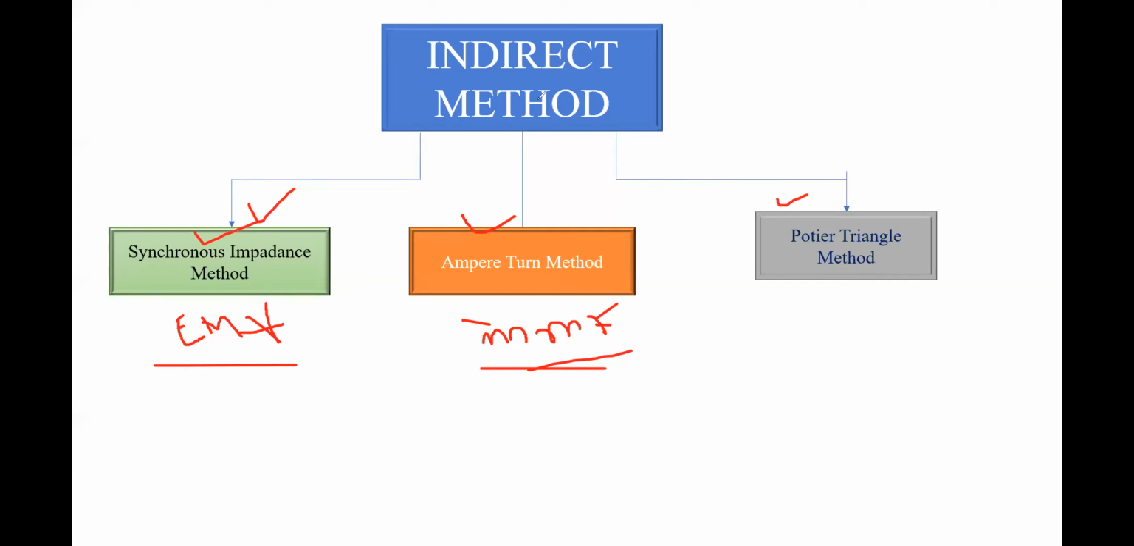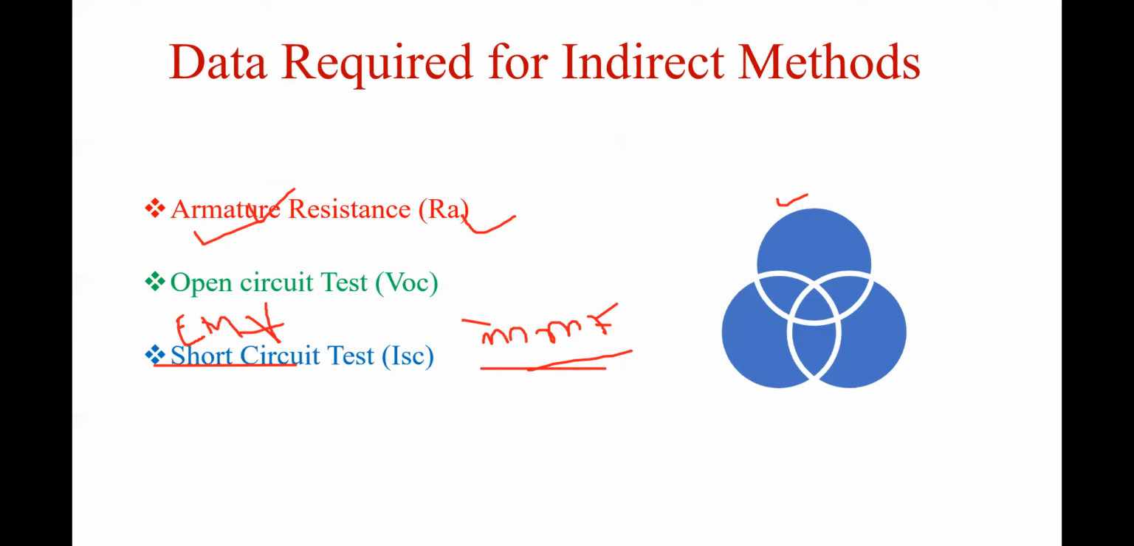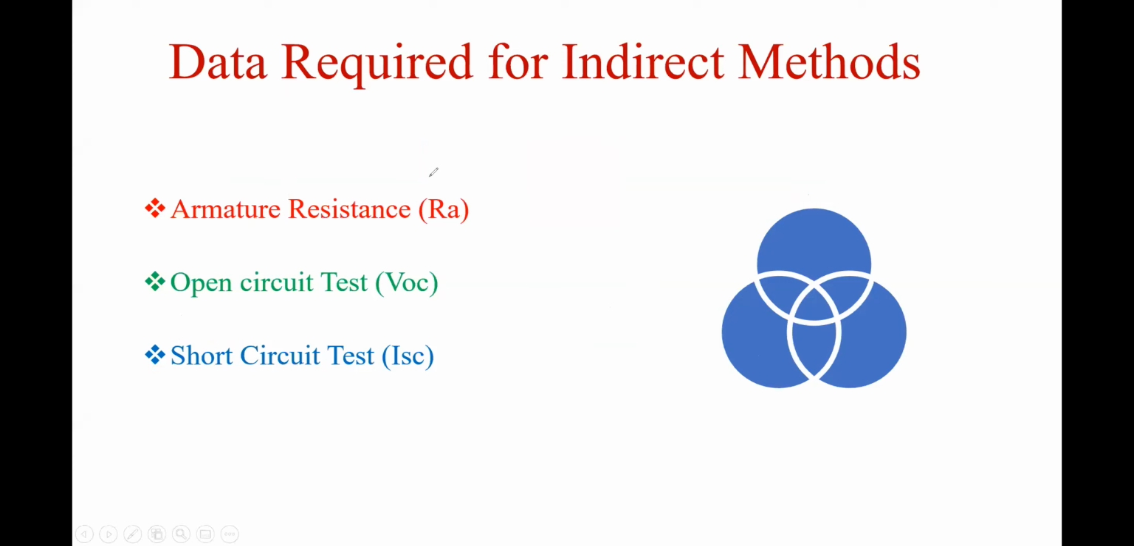Now in the indirect methods, we see what data are required. First, we need the armature resistance. Then we need the open circuit test and the short circuit test. In the last lecture, we saw the armature resistance technique, how we can calculate the armature resistance of the synchronous alternator.